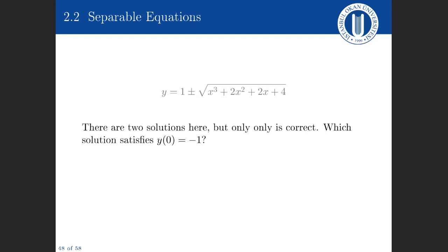Now, wait a minute. There's two solutions here, right? We have a solution with plus, and we have a solution with minus. Which one is correct? Which one gives us the initial condition y of 0 is equal to minus 1?